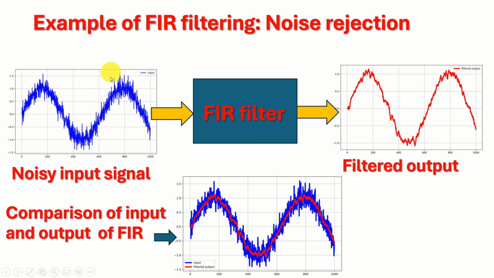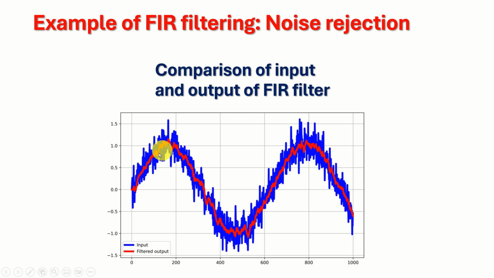Over here you can see the noisy sinusoidal signal, and when I pass this noisy sinusoidal signal through my FIR filter, I get this response. That is, over here you can see the filtered output. On this graph you can see the comparison of the input and output of the FIR filter. The blue line represents the noisy input and the red line represents the filtered output. In this case, I'm actually using a moving average filter, which is a special case of the FIR filter.